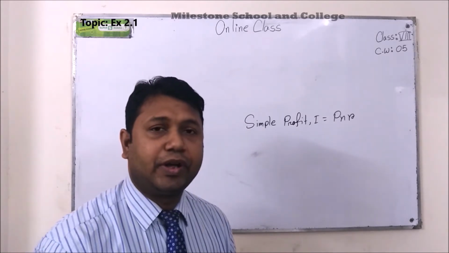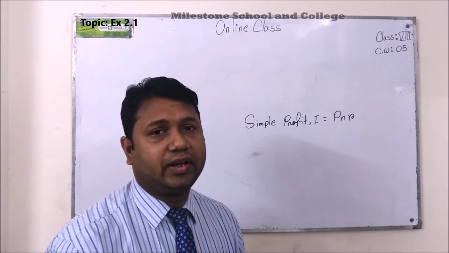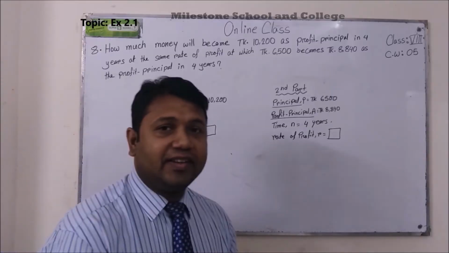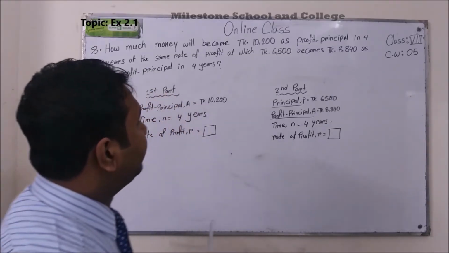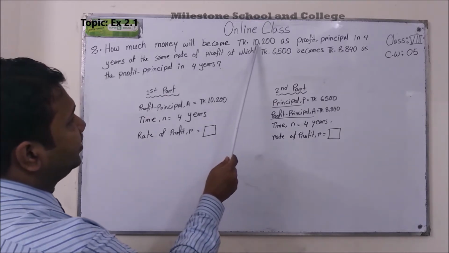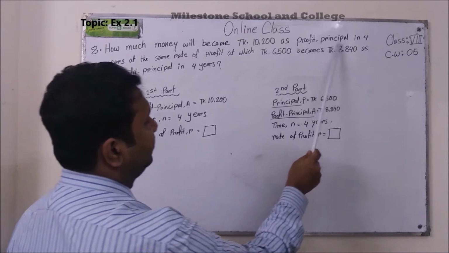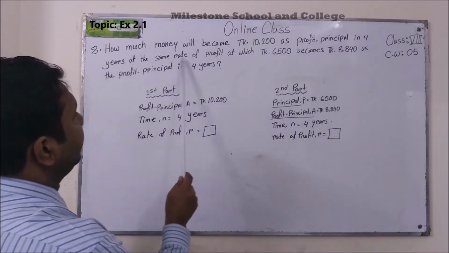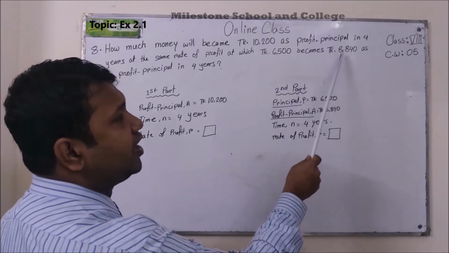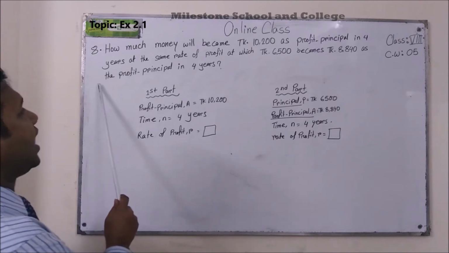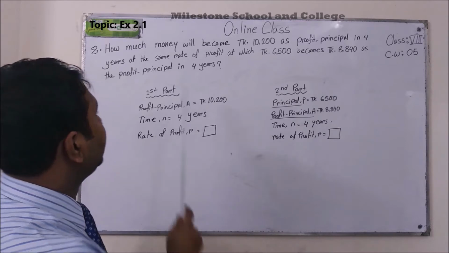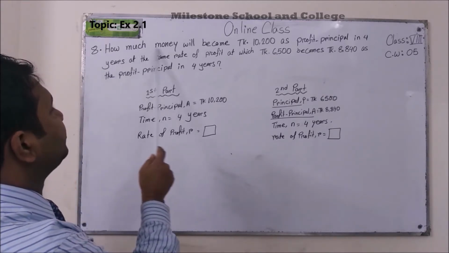Now we are going to go ahead and solve question number 8 of our books. Here is the question you can see on the board. Number 8. How much money will become taka 10,200 as profit principal in 4 years at the same rate of profit at which taka 6,500 becomes taka 8,840 as the profit principal in 4 years. So the question has two parts. Finally, we have to find out how much money will become.